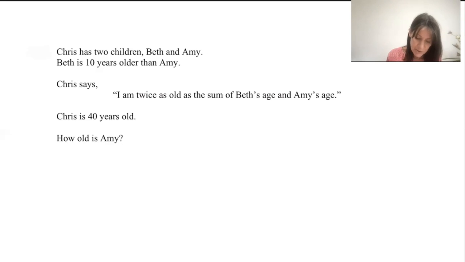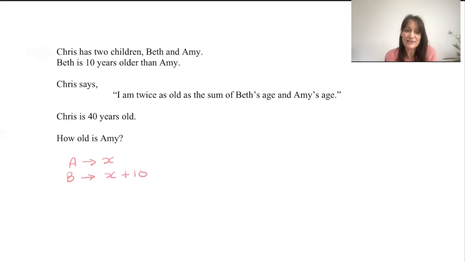So Chris has 2 children, Beth and Amy, and Beth is 10 years older than Amy. Well, I don't know what Amy is. And unless I know what Amy is, I can't possibly know what Beth is because I've got nothing to add my 10 to. And that's the trigger. That's that I don't know the number. So it's got to be a letter. Amy is a number I don't know. Let's call her x. Beth is 10 years older. So Beth is going to be x plus 10.